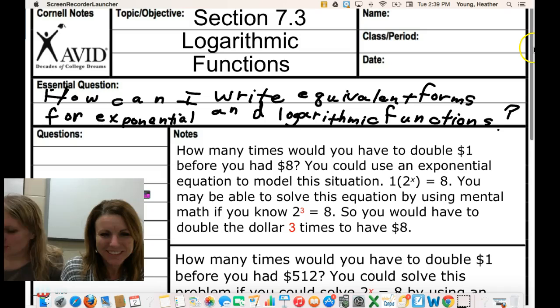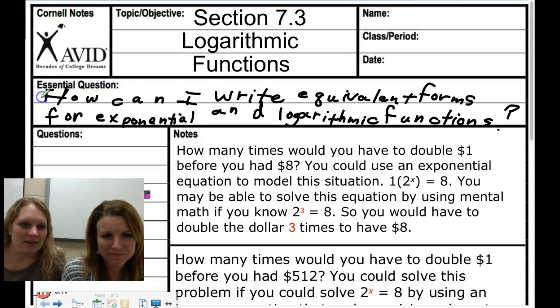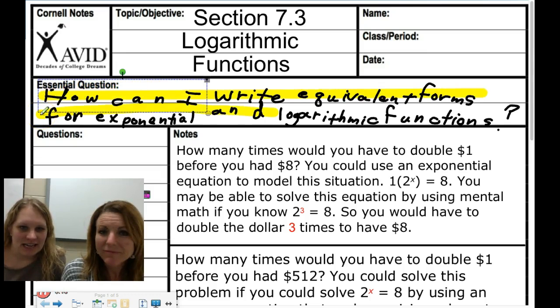Oh boy. So our essential question today is how can I write equivalent forms for exponential and logarithmic functions?